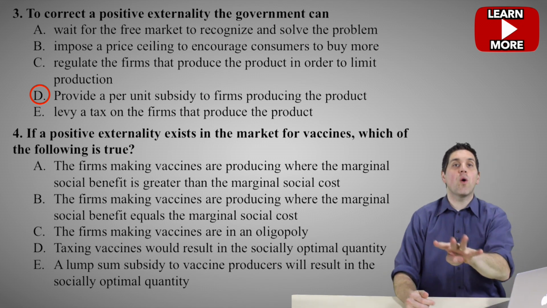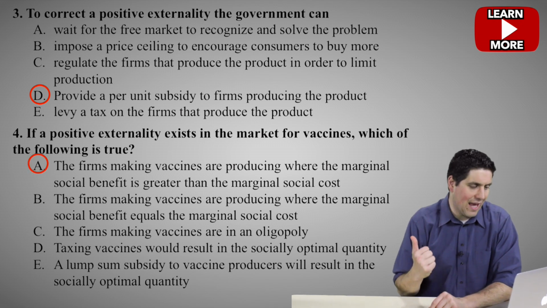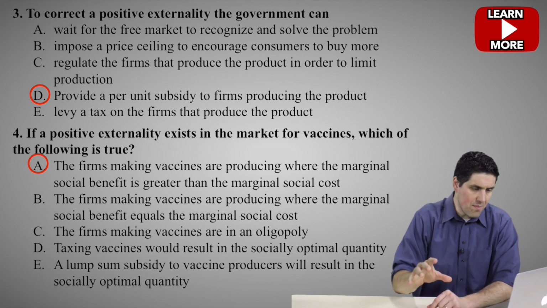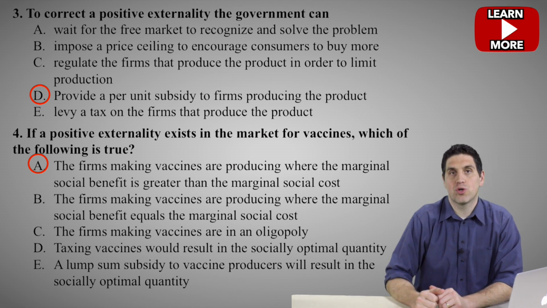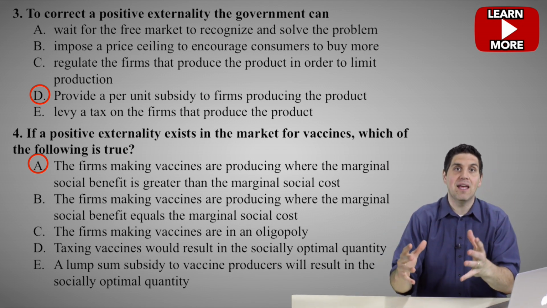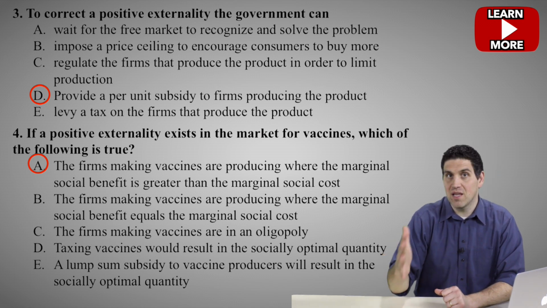The answer is D. In question number 4, if you know the graph for a positive externality, you got the right answer. The right answer is A. The firm that's making vaccines in the free market is producing where the marginal social benefit is greater than the marginal social cost. So there's way more benefit to society than the cost when you factor in all those additional benefits of the positive externality.